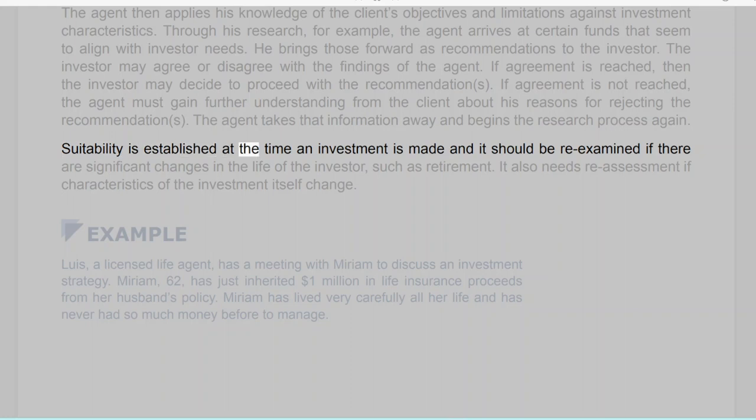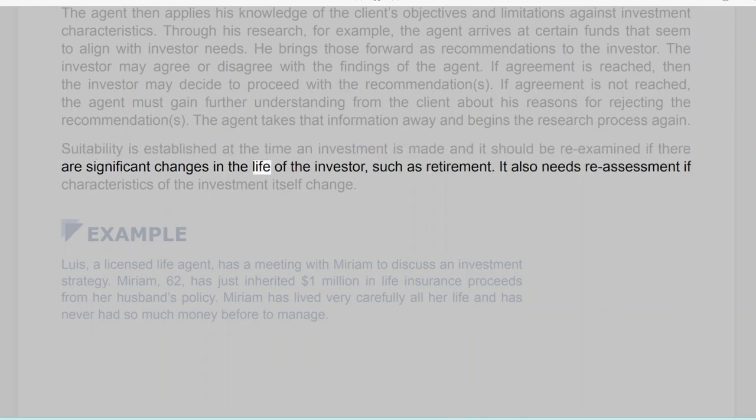Suitability is established at the time an investment is made, and it should be re-examined if there are significant changes in the life of the investor, such as retirement. It also needs reassessment if characteristics of the investment itself change.